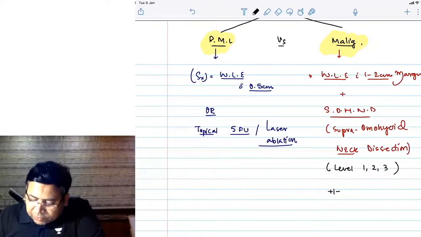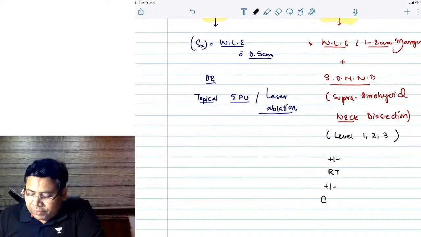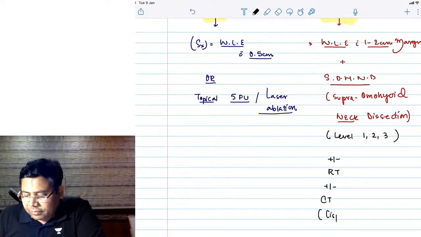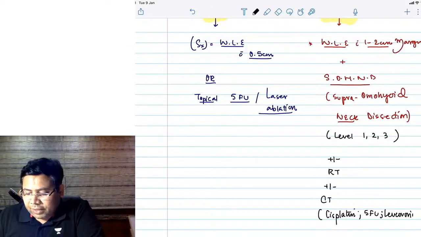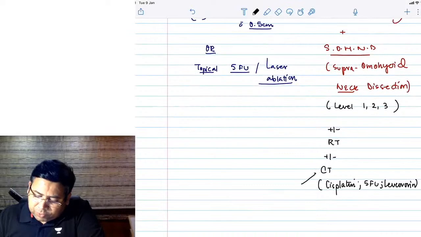Plus minus radiotherapy, plus minus chemotherapy. Always remember, we give cisplatin, 5-fluorouracil, and leucovorin. This is the classical regimen that we give. And remember, chemotherapy is for advanced cancers.